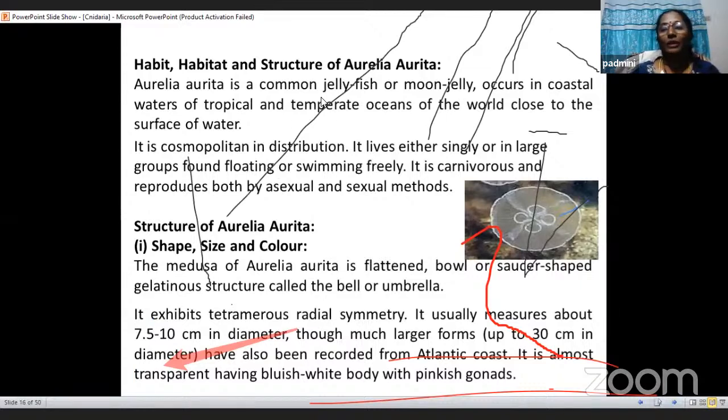So what is a common name of Aurelia? It's common jellyfish, or also moon jelly, because they resemble that of a moon. So it's called a moon jelly.